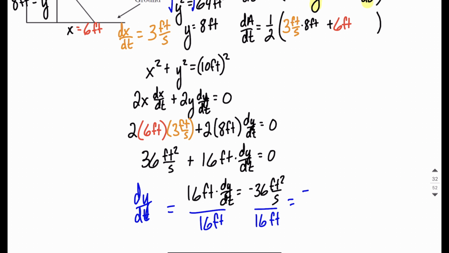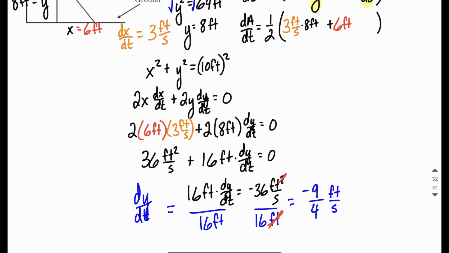I believe this works out to be negative 9 over 4. All right, they're both multiples of 4. And our units are going to be feet over seconds. And why that is: one of these feet in the numerator cancels out with this feet in the denominator.